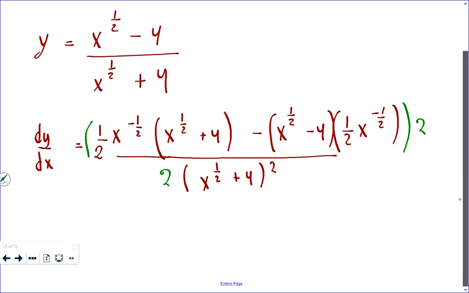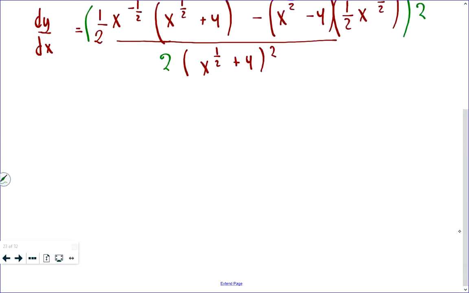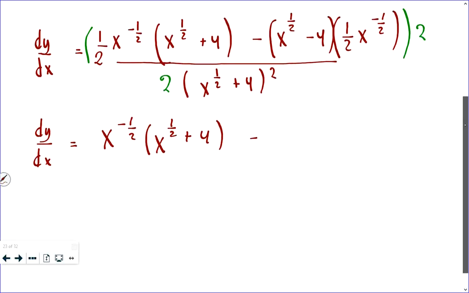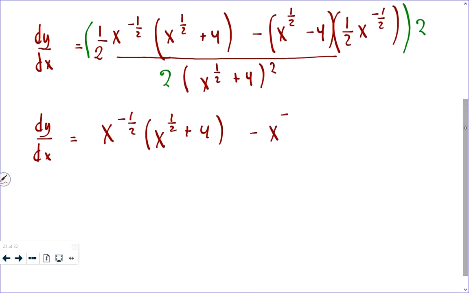So if I multiply the top by 2, I get dy dx equals, now it just is x to the negative half, and then x to the half plus 4, minus, I also have an x to the negative half, and x to the half minus 4.